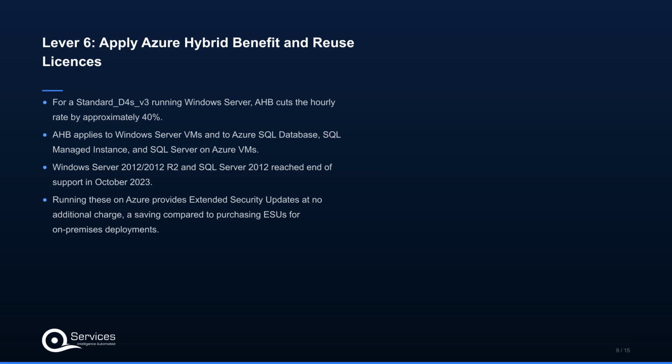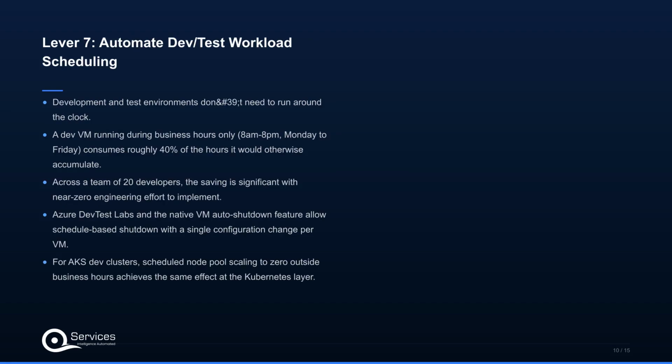Windows Server 2012/2012 R2 and SQL Server 2012 reached end of support in October 2023. Running these on Azure provides extended security updates at no additional charge, a saving compared to purchasing ESUs for on-premises deployments. This is one concrete financial argument for the migrate on-premise to Azure decision for organizations still running end-of-life workloads on aging hardware.